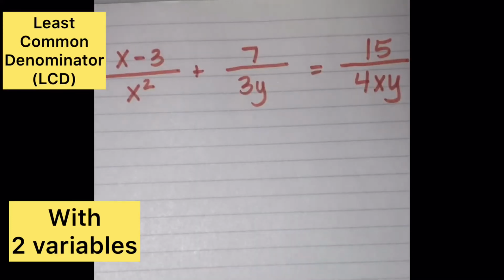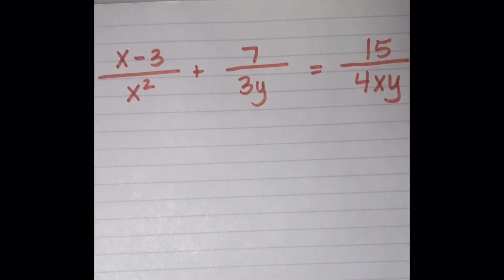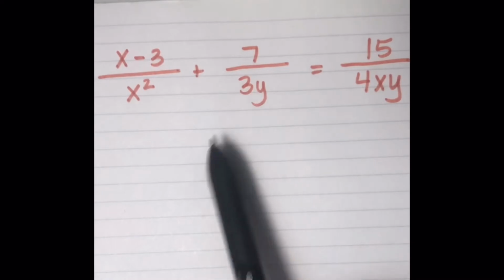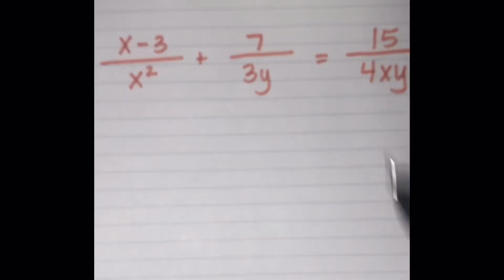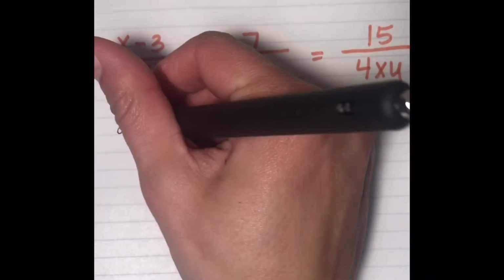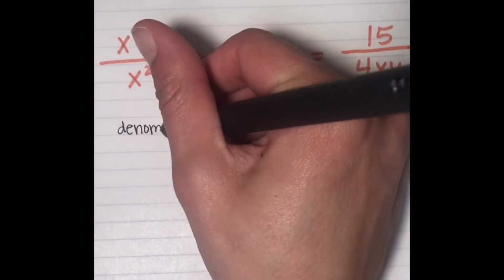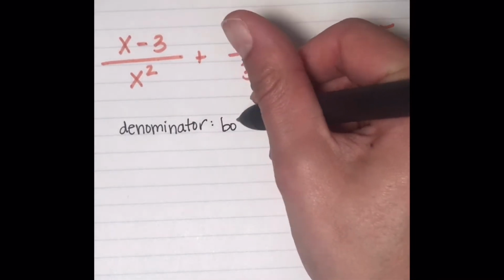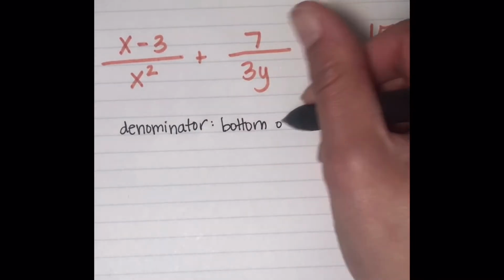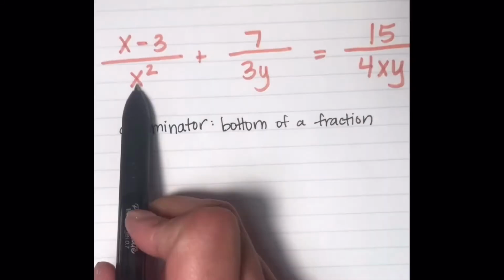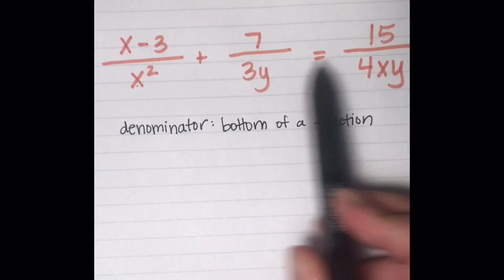All right, here is a least common denominator problem with two variables. So you notice in the denominators we've got x's and we've got some y's. Not difficult, but it does complicate things a little bit. So denominator, as you hopefully know, is the bottom of a fraction. So we are looking at x squared, 3y, and 4xy.